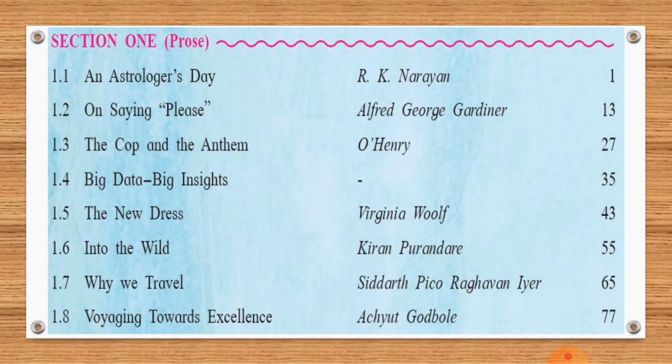Then the next lesson is written by Siddharth Pico Raghavan Iyer, and the title of this lesson is Why We Travel. Actually this lesson is focusing on the writer's passion to travel, and the last lesson included in section 1 is called Voyaging Towards Excellence, written by Mr. Achyut Godbole. With the help of this lesson, the writer is discussing his quest for excellence and his thirst for knowledge.